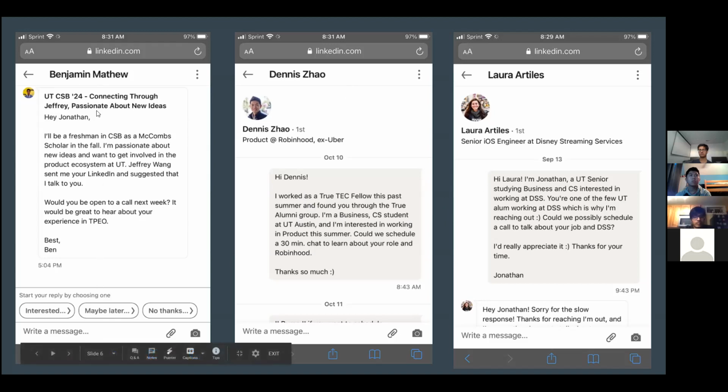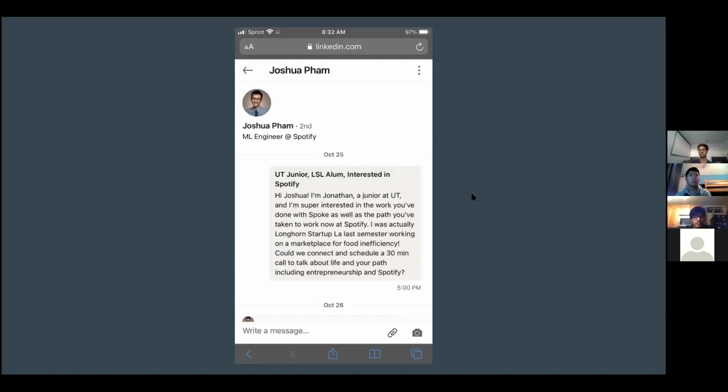Ben actually approached Jonathan. Ben's now one of our members, and this is the kind of thing that you want to try to get going on LinkedIn. For example, Laura works at Disney. I like this message a lot. Jonathan always tries to introduce himself with something that you have in common with this person who works at the company that you want to work at.